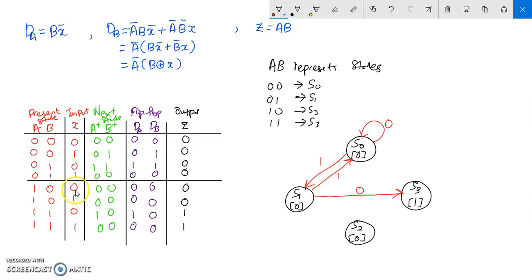Next, state 2. When input is 0, it goes to state 0. State 2, when input is 1, goes to state 0 as well. So 0 or 1. State 3, when input is 0, goes to state 2. And when input is 1, goes to state 0. So that's it. We have constructed the state transition table and the state diagram as well.